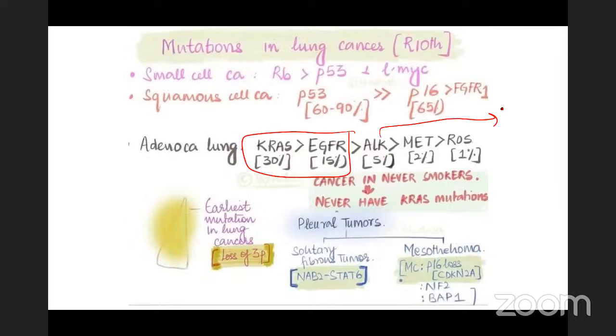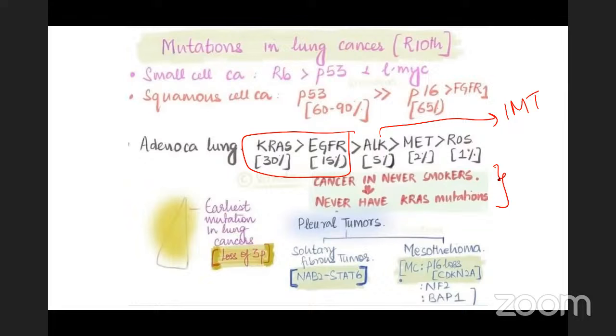ALK mutations most commonly are associated with inflammatory myofibroblastic tumor. Always remember that. Apart from that, they can be associated with adenocarcinomas of lung, anaplastic large cell lymphomas, and neuroblastomas. Remember, never smokers never have KRAS mutation. So never smokers never have KRAS mutations.